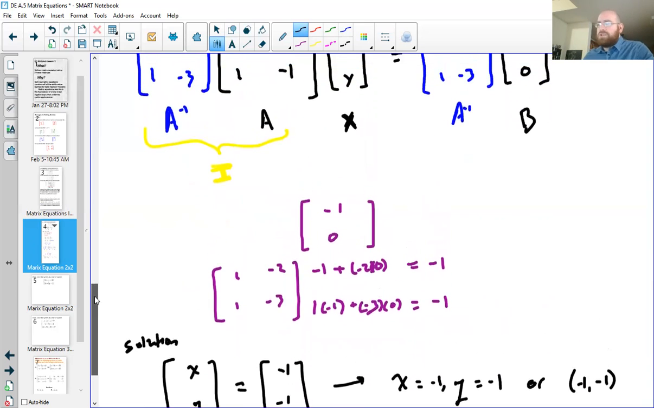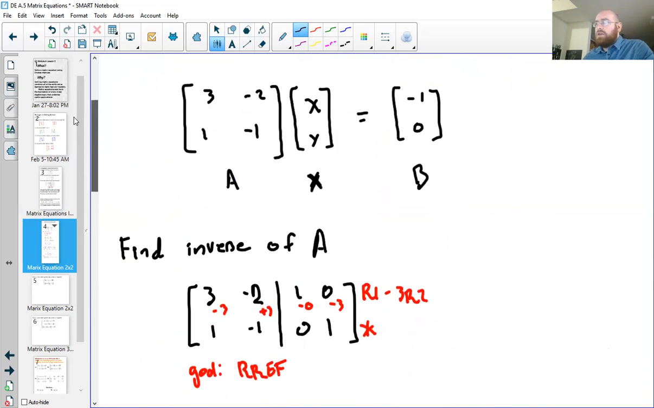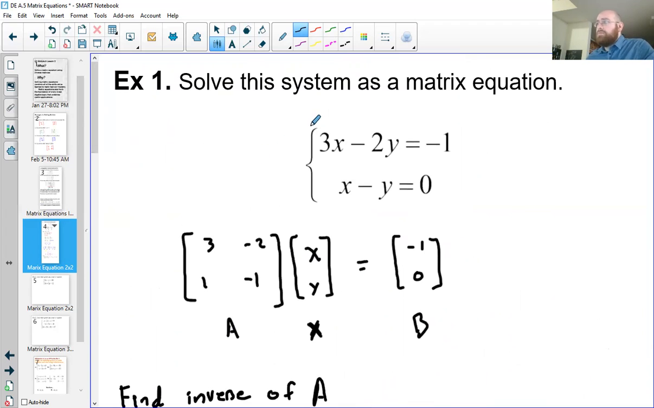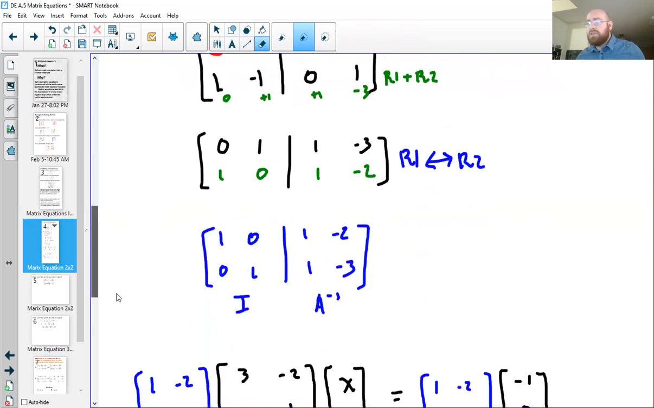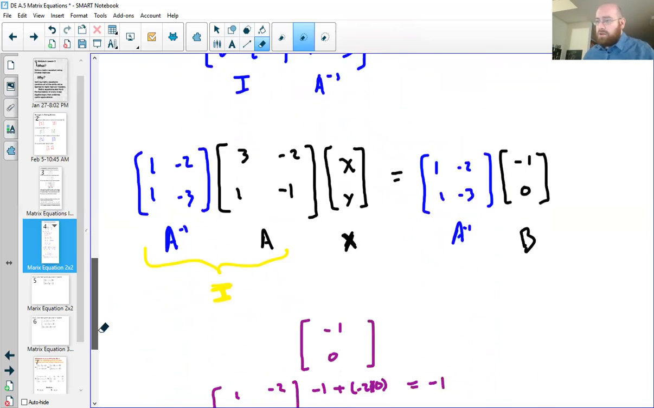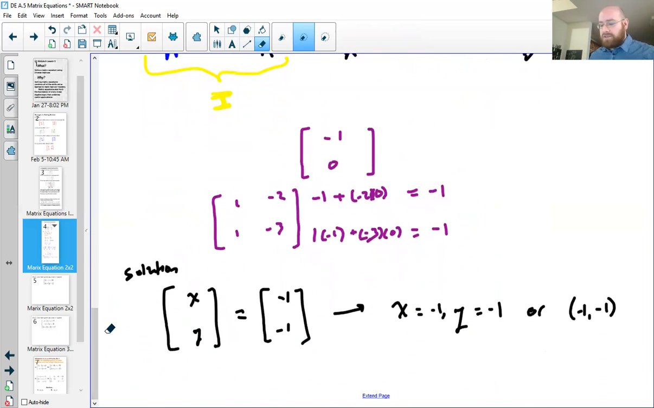And to check our solution, we just go back and plug it in. So if we come up to the original equation, 3 times -1 minus 2 times -1, well, that's -3 plus 2 equals -1. And then -1 minus -1, -1 plus 1 would give us 0. So it does check out. We can do this anytime to make sure that our work is correct. And here we have found that it is in fact correct.